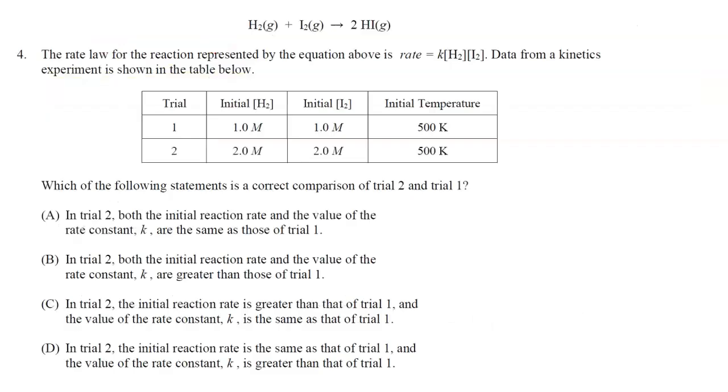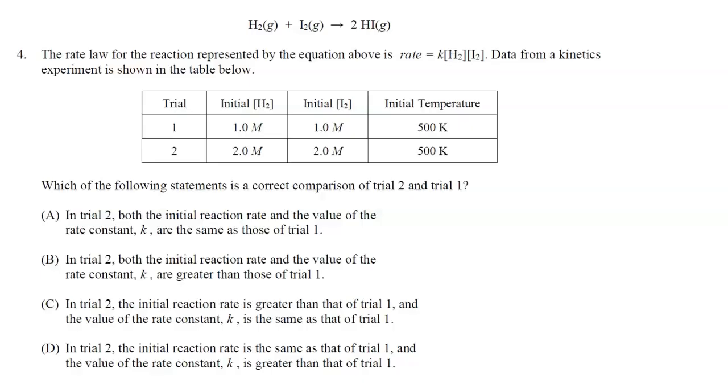Now, let's take a look at question 4. In question 4, it says the rate law for the reaction represented by the equation above, involving hydrogen reacting with iodine to produce hydrogen iodide, or HI. The rate law is rate equals K times the concentration of hydrogen times the concentration of iodine.